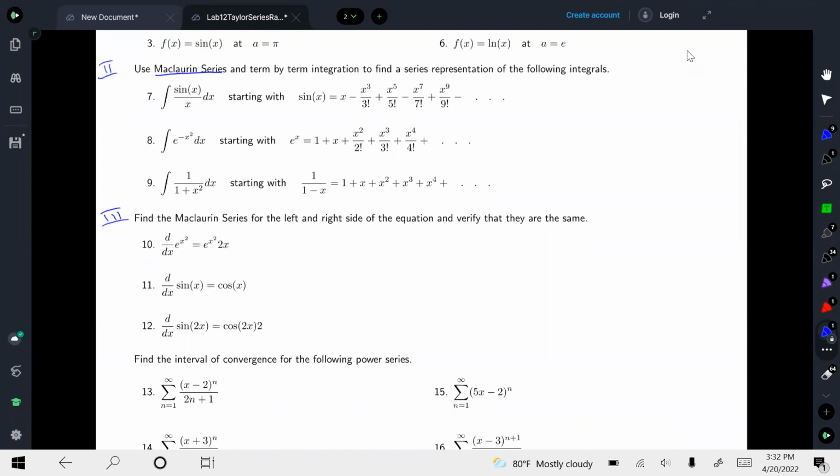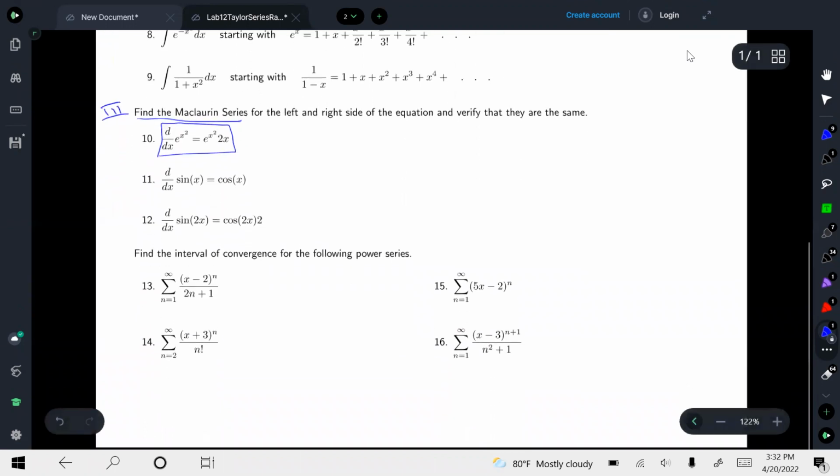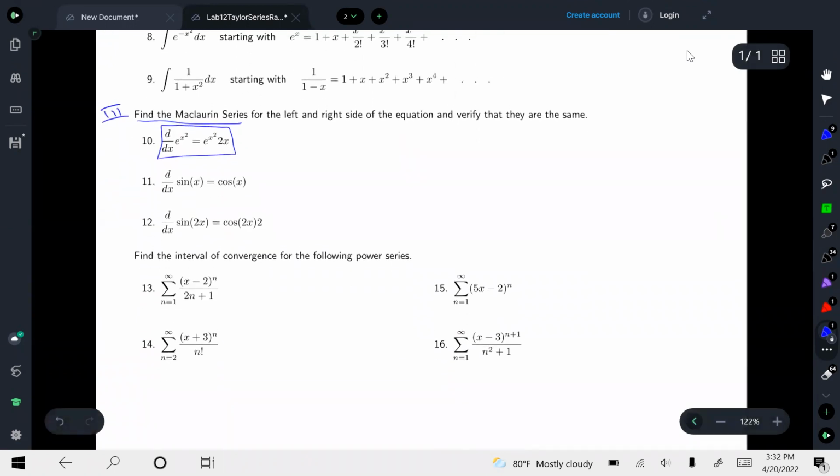one, here you will have 2 equations. So you need to find the Maclaurin series for the left and right hand side equation. Now in the last type, you will have to find the interval of convergence for the following power series.